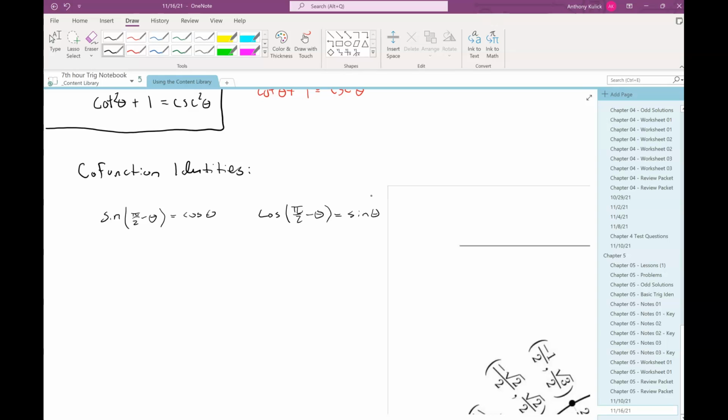If this is true for sine and cosine, it's also true for secant and cosecant. And if it's true for those, it better be true for tangent and cotangent.